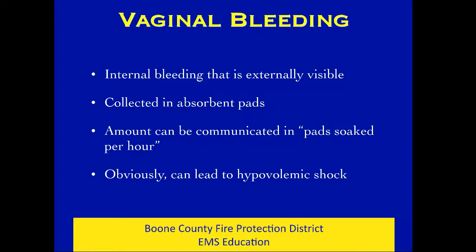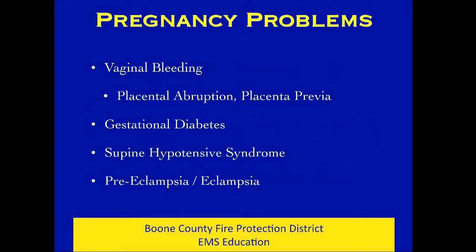It would be reasonable to collect everything that you've used to soak up any vaginal bleeding because it is legitimate for bleeding to be quantified in terms of number of pads soaked per hour. And clearly this can lead to hypovolemic shock. Vag bleeding can be very serious in terms of volume, and it can be enough blood loss to lead to hypovolemic shock. In the pregnant patient with vag bleeding, we need to differentiate between a placental abruption, an abruptio placenta, and placenta previa.